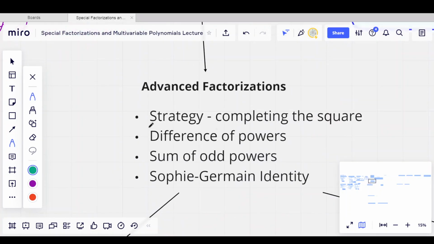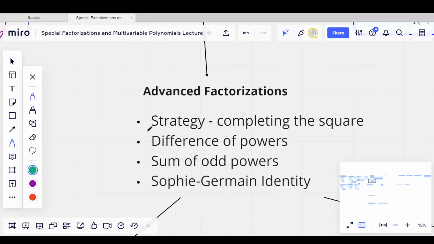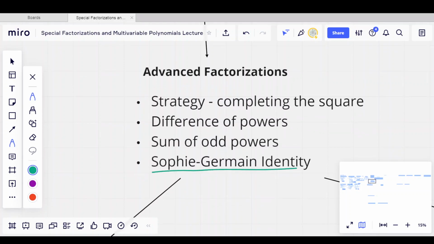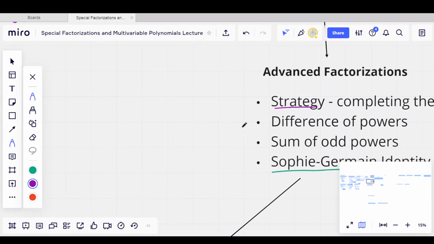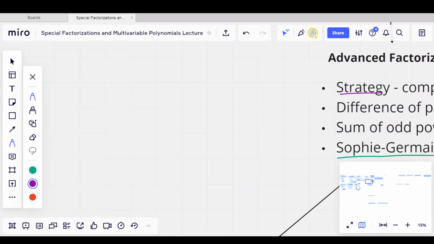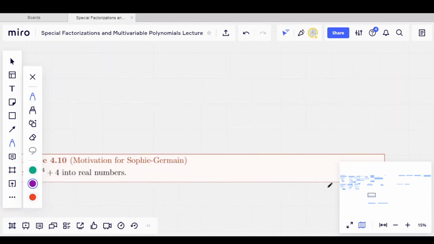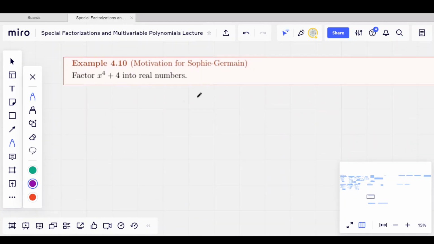So we have 4 top subtopics: completing the square strategy, difference of squares, difference of powers, sum of odd powers, and Sophie-Germain identity. So this is actually based on this. First, let's introduce what this strategy is. Okay, this is a little bit of motivation for Sophie-Germain. So this will actually bridge two topics together.